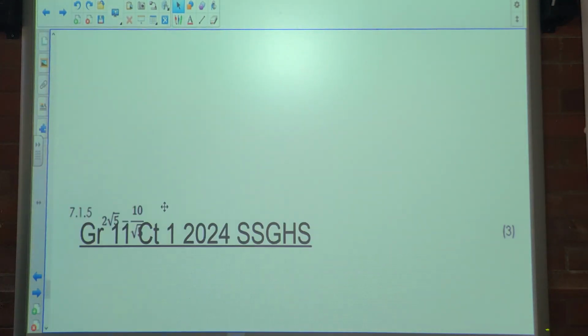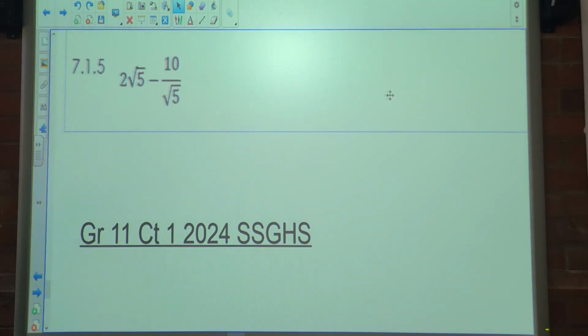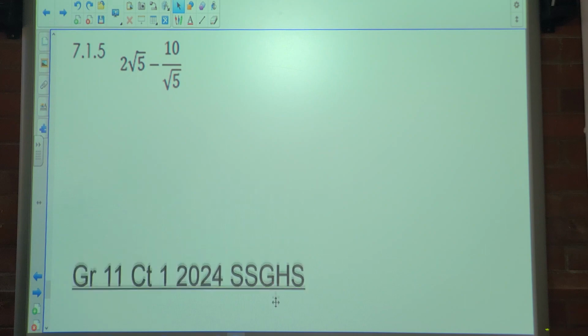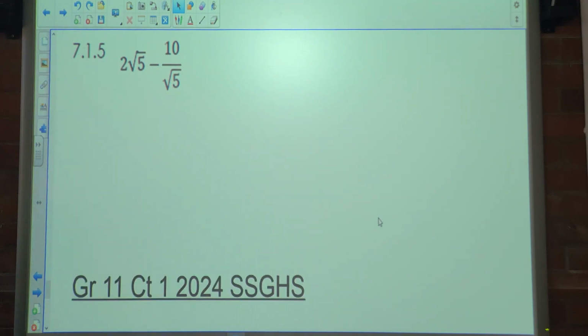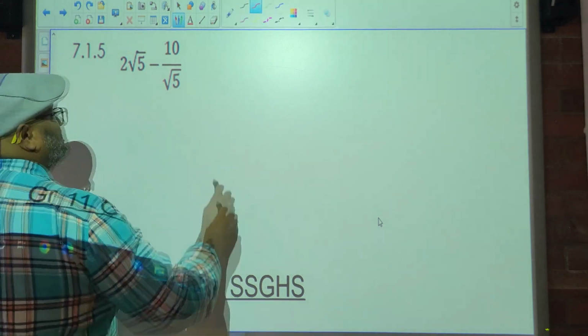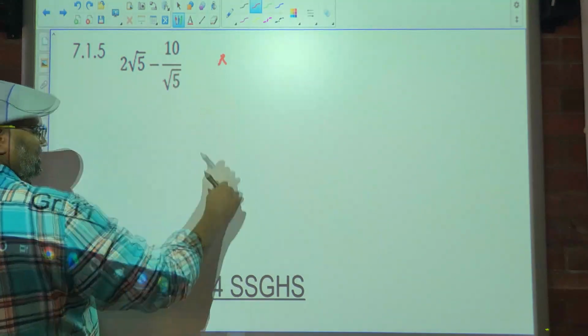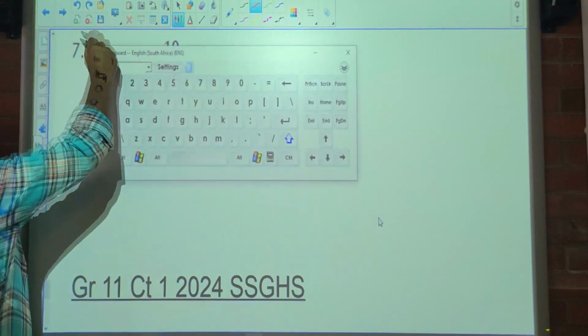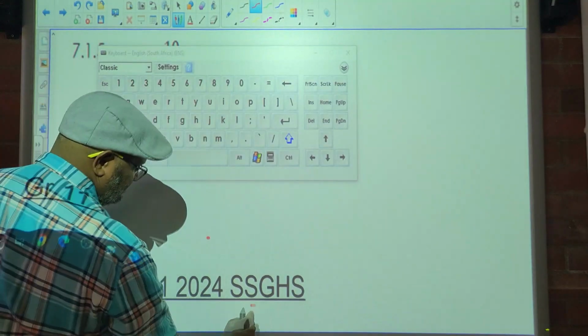The next one, 7.1.5. So here we got 2 root 5 minus 10 over root 5. So what do we need to do first? Rationalize the denominator. Not so. So to rationalize this denominator, multiply by root 5 over root 5.